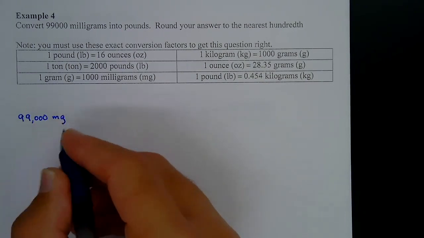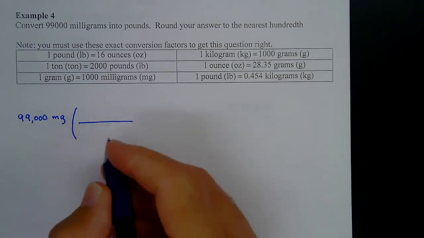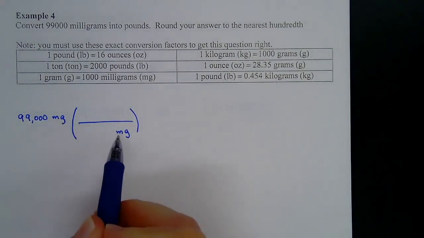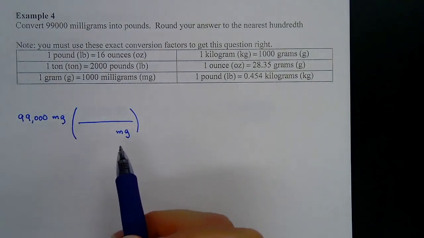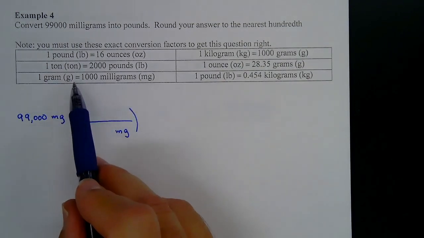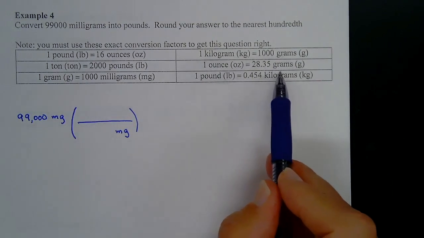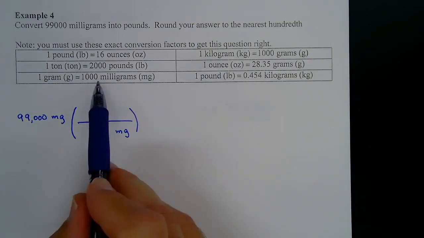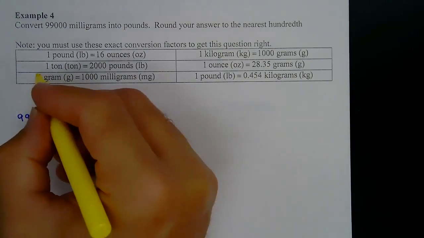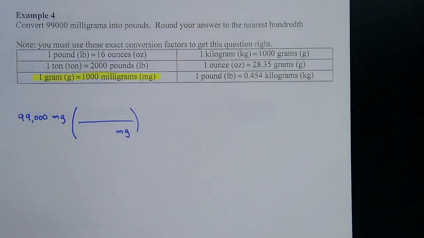Milligrams, mg. Okay, and then we're going to multiply by a version of 1, and I know because of this I want mg on the bottom, because when I go to multiply these, the milligrams are going to cancel. So right here I have milligrams to grams, right? That's one of the conversions I have to milligrams. Do we have anything else to milligrams? No, it doesn't look like it. That's the only one with milligrams. So we have to use that.